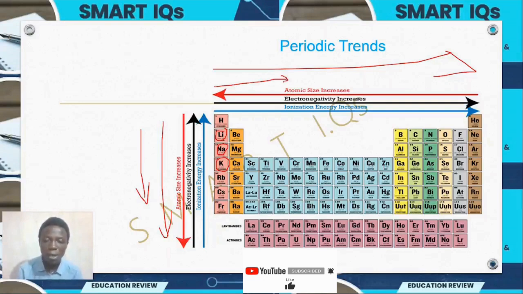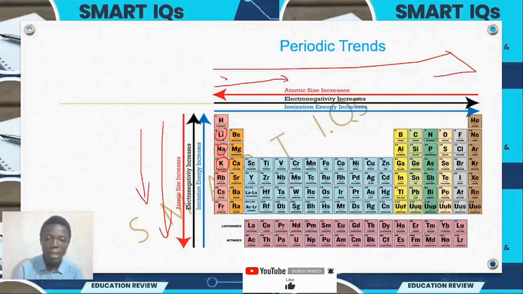Of course, it's going to decrease because as you move from left to right, you are moving away from metal to non-metal. Are we together? So there's going to be a decrease in electropositivity. Are we together? Now let's talk about electronegativity.